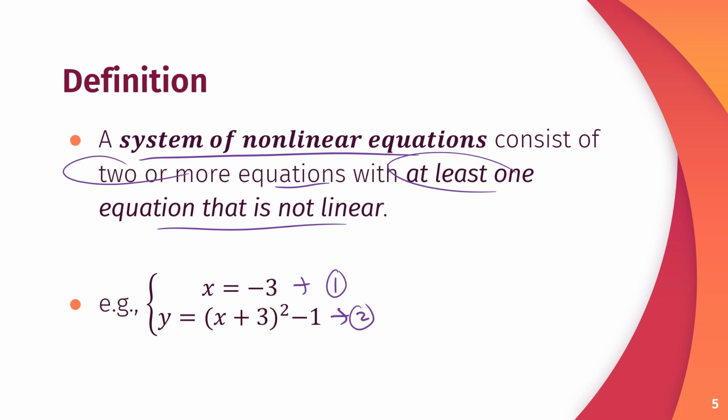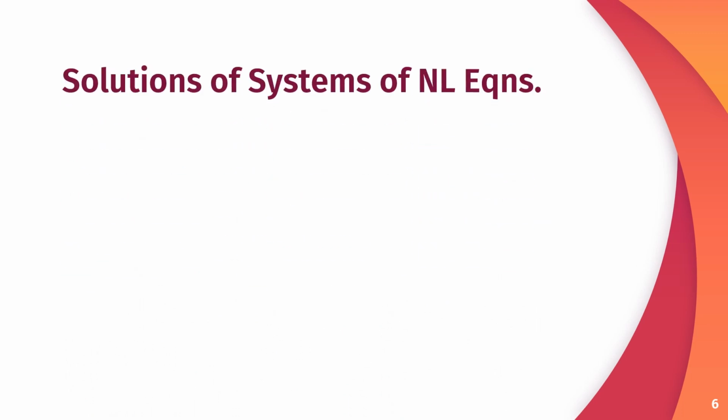Yes, the first equation is a linear equation. Then the second one is a quadratic function. So recall that the graph of a quadratic equation is a parabola, in which a parabola belongs to a conic section, right? Yes. So next, let's tackle the solutions of systems of nonlinear equations.